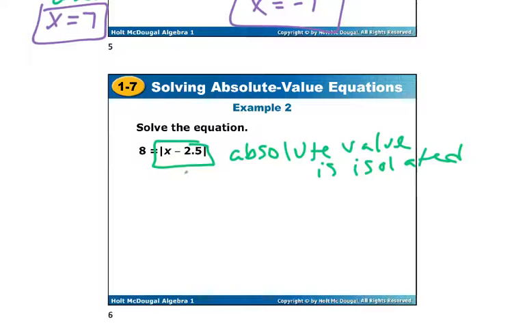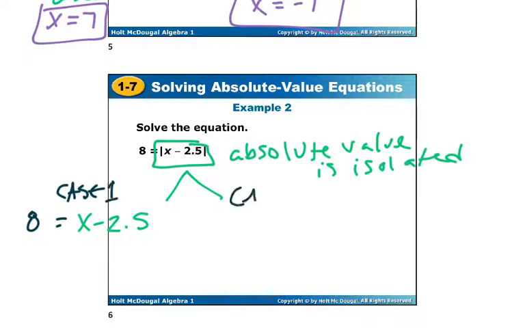So this is when we just get to break it into its cases. Again, in the first case, we're taking no absolute values, so just x minus 2.5, and the fact that it equals 8, that's your case 1. And then your case 2 has negative 8. So the opposite of that, equal to, again, the equation without absolute values.